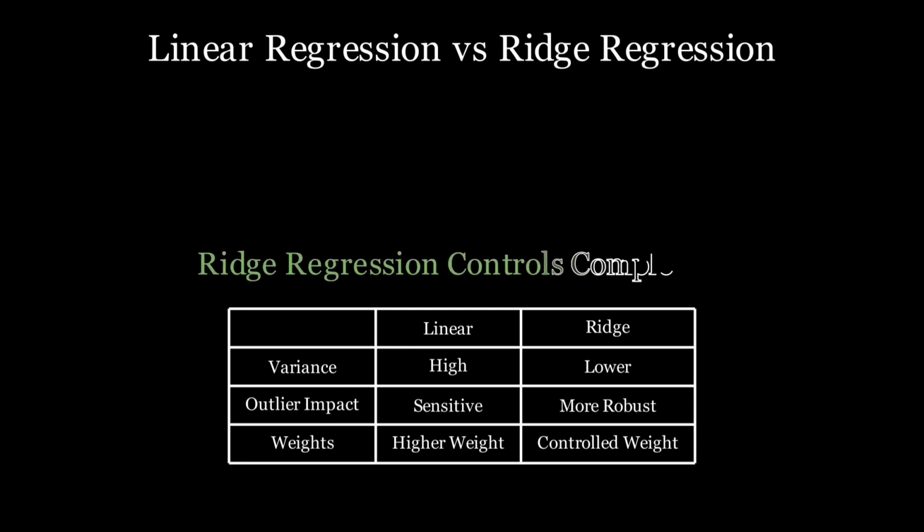Ridge regression generally produces lower variance. It is more robust to outliers and noisy observations, and it prevents weights from becoming unnecessarily large. Ridge regression doesn't ignore the data. It simply adds a mechanism that discourages overly complex models. This often leads to better generalization on unseen data.